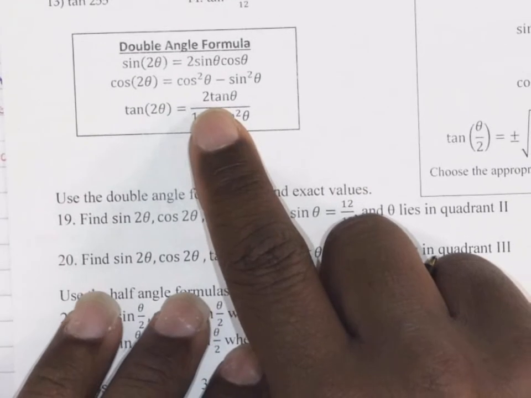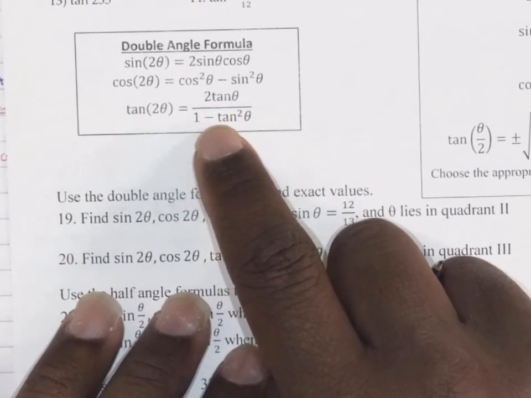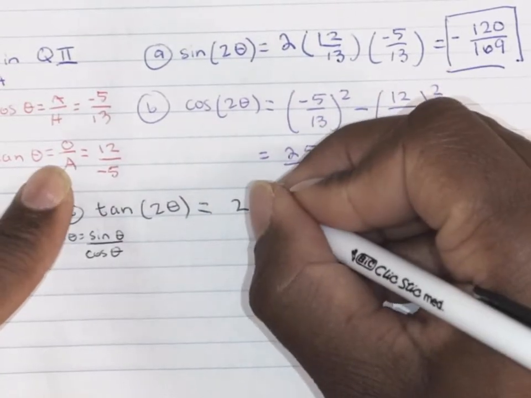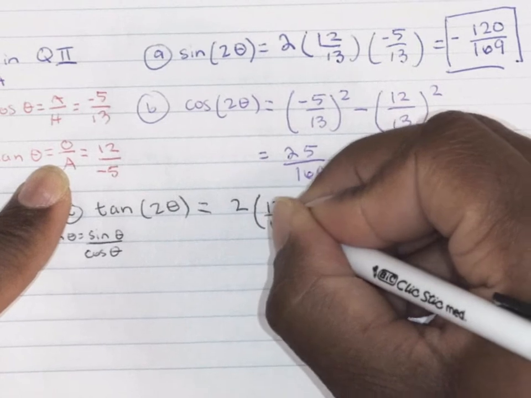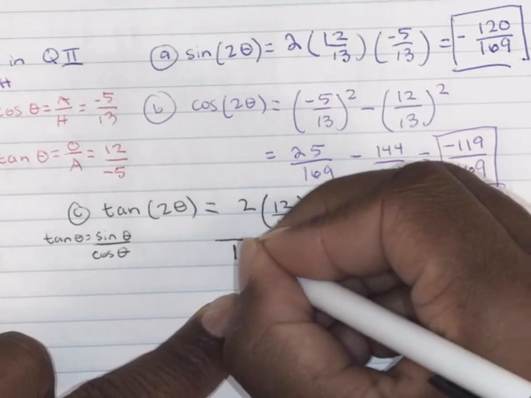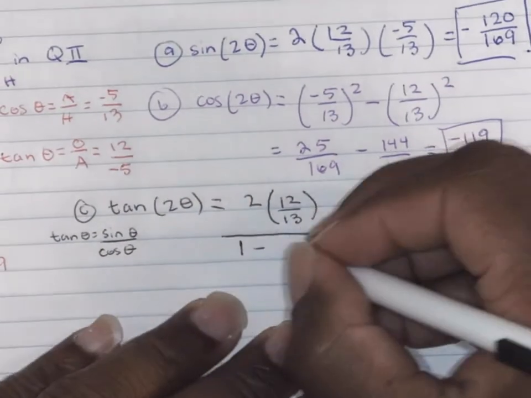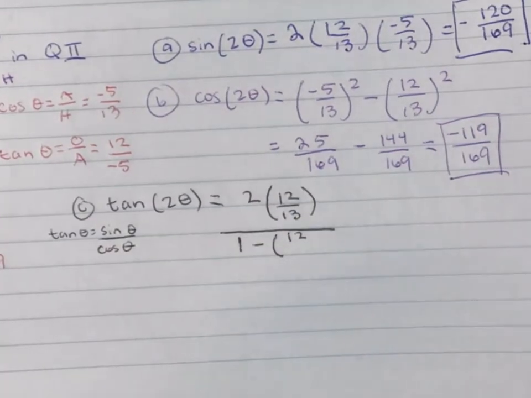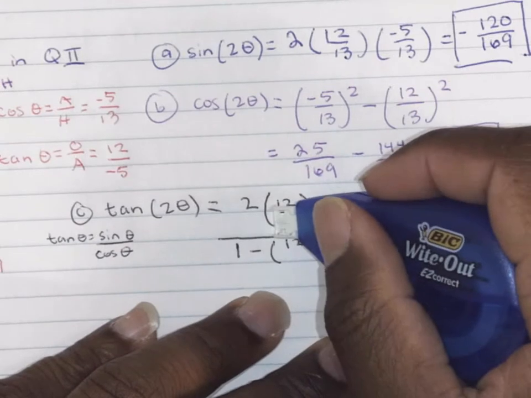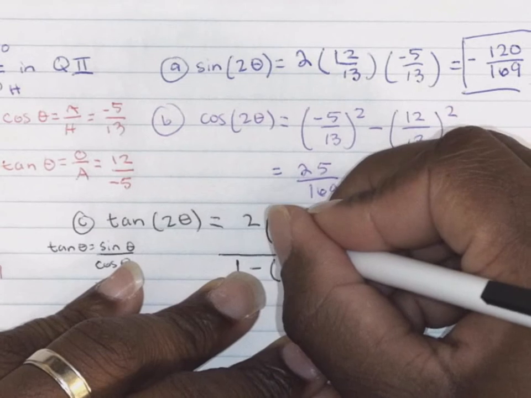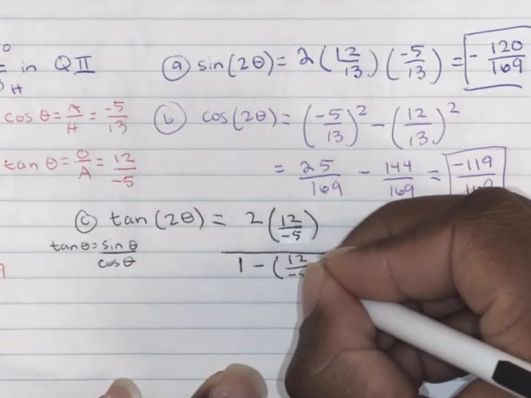So tangent double angle: I've got 2 times tangent over 1 minus tangent squared. So let's do that. I got 2 tangent, which we said was 12 over 13, divided by 1 minus... where's the formula there? 12, I'm sorry, not 12 over 13. It should be 12 over -5, right? 12 over -5. And this one too.